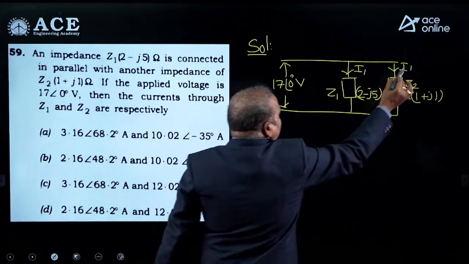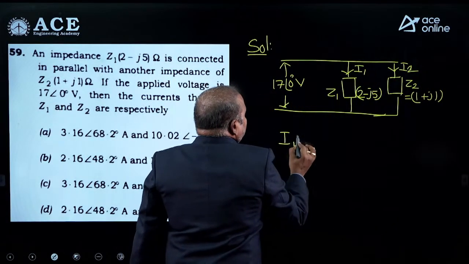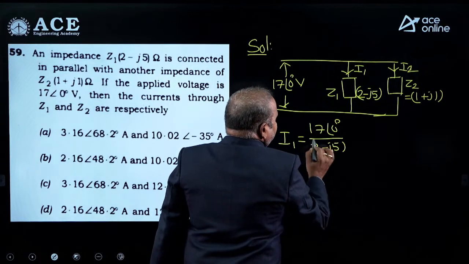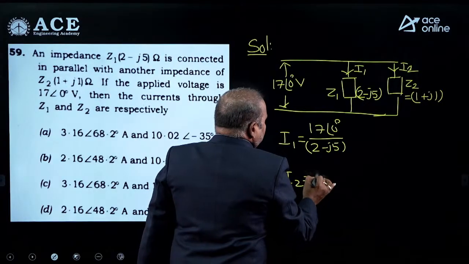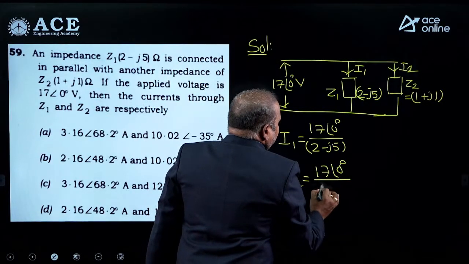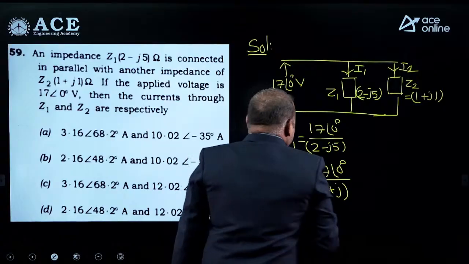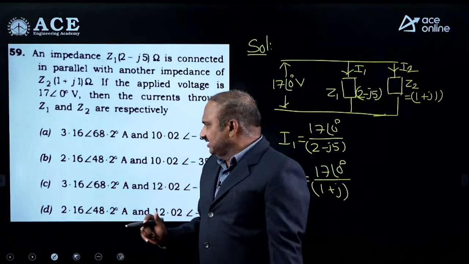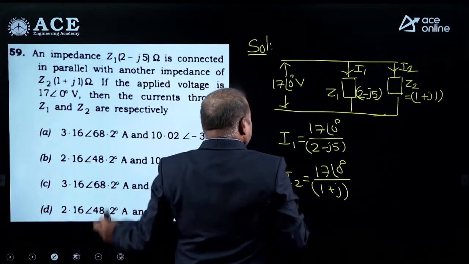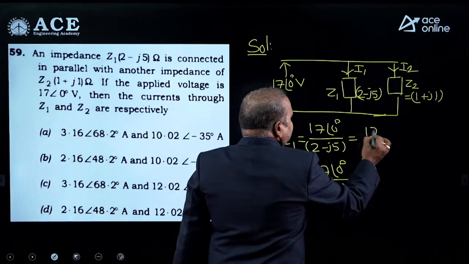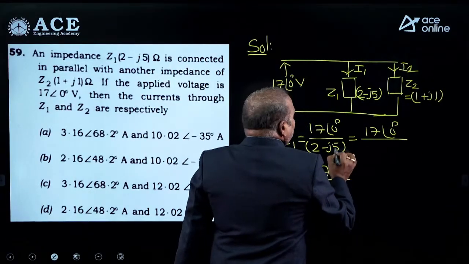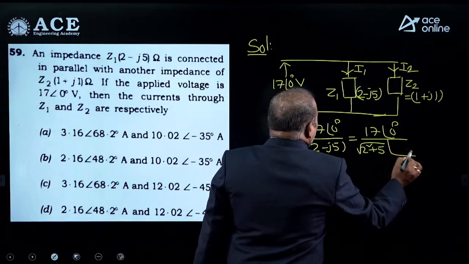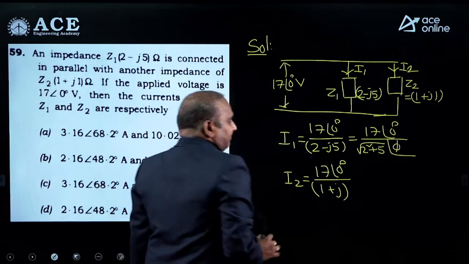It's very simple. I1 is equal to 17 at an angle 0 degrees by 2 minus J5, and I2 is equal to 17 by 1 plus J. Guys, here you may get a doubt regarding that calculator is not allowed. How are you getting the angle? Only one part you have to take: 17 at an angle 0 by 2 under root 2 square plus 5 square. Here you will get phi 1, the phi value.